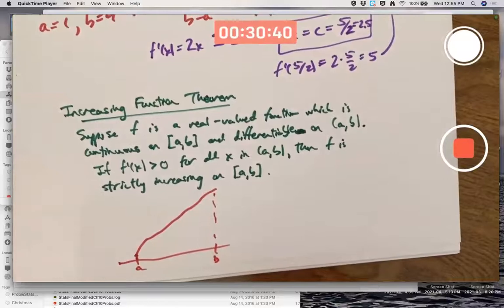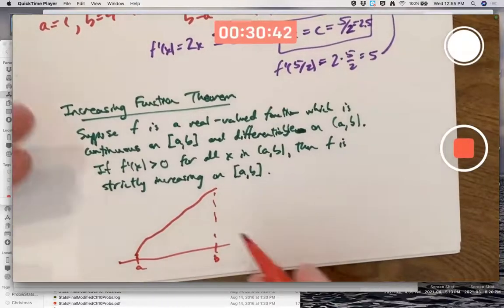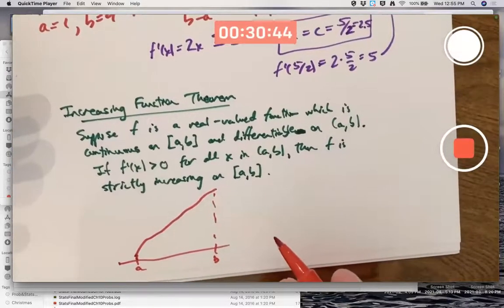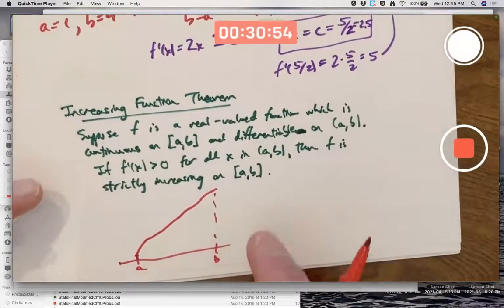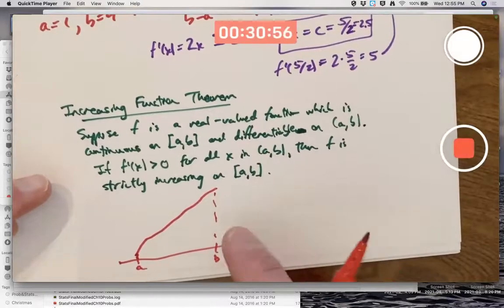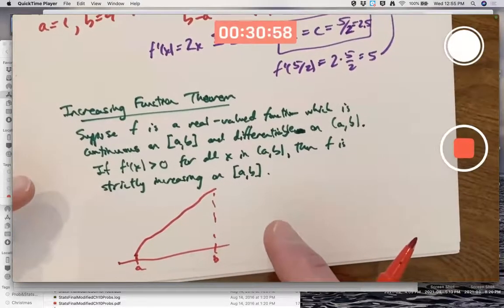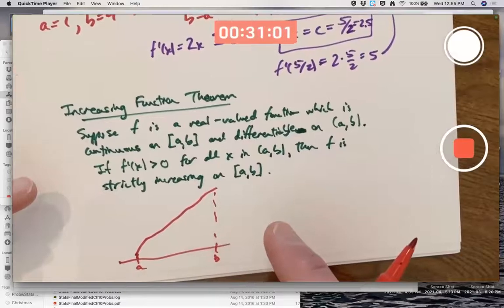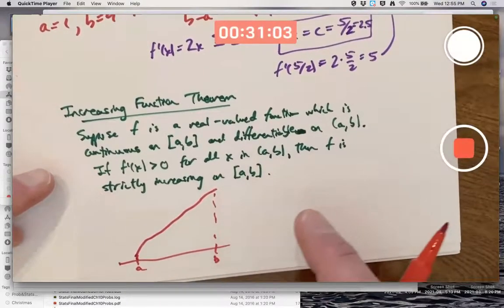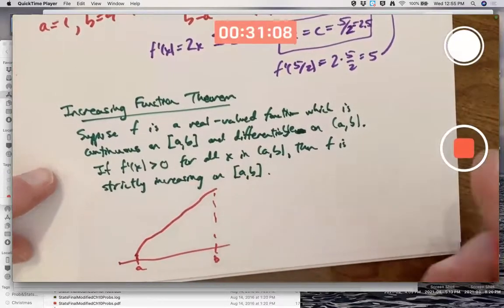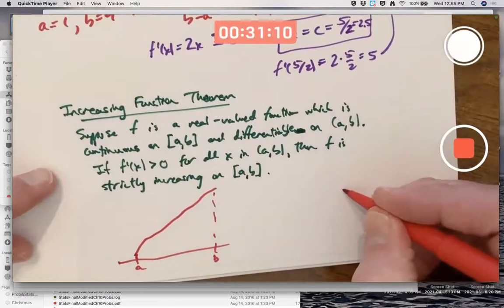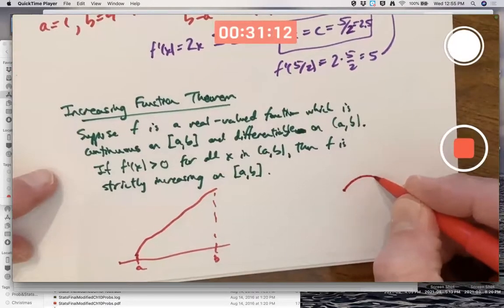If the slope of the tangent line is always positive, how could the graph of f be doing anything but going up? How could it possibly be going down at some points in the interval? It's not possible. Okay, so the increasing function theorem is an example, and we really have used this when we've talked about, for example, the first derivative test. There's also a decreasing function theorem that says if f prime is negative on the interval, then f is strictly decreasing. And that can be used to prove the first derivative test for a local maximum.